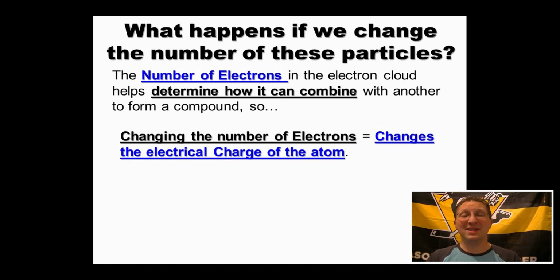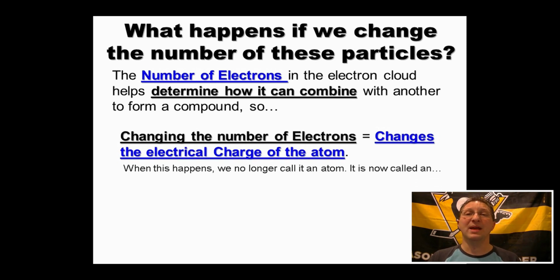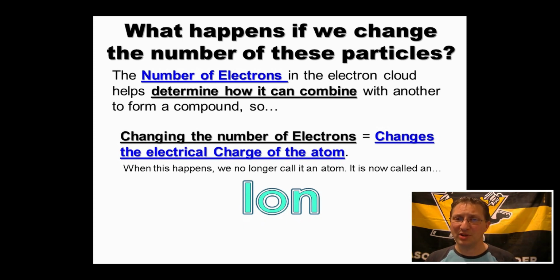Now, when this does happen, though, we can't call them atoms anymore. So they do have a new name. And the name is ions. So if you change the number of electrons, we not only change the electrical charge of the atom, we also change the name from an atom to what's called an ion. But ions and atoms have the same number of protons, they just simply have different numbers of electrons.